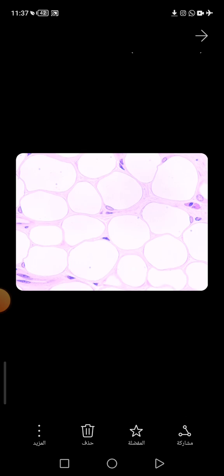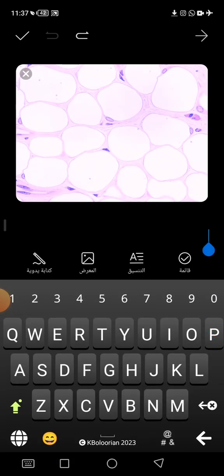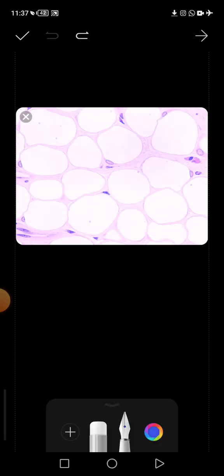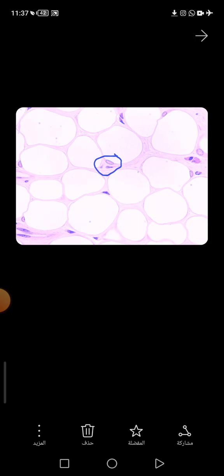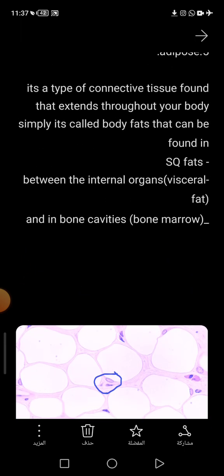The nucleus is easily seen. Okay, here is the nucleus. Adipose, or as I said, fat tissue. Here is the nucleus of the adipose that I circled now. So adipose is found in those three main forms that I told you now.